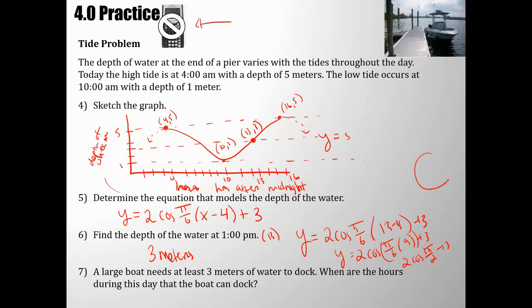Well, cosine of 3 pi over 2 is down here, right, on the circle. So that's going to be just 0. 2 times 0 is 0, so 0 plus 3. Oh, wow, I get 3. Cool.